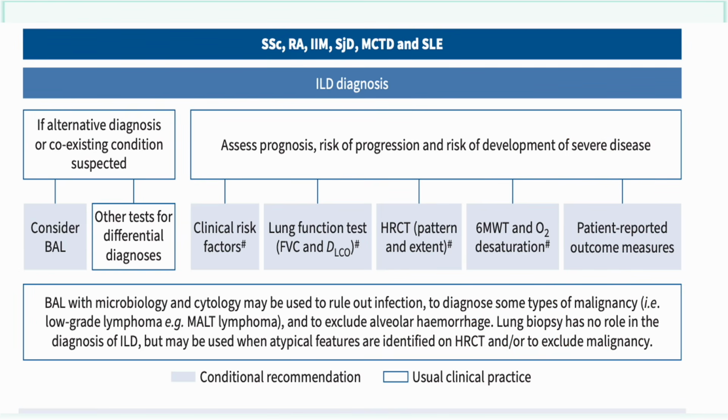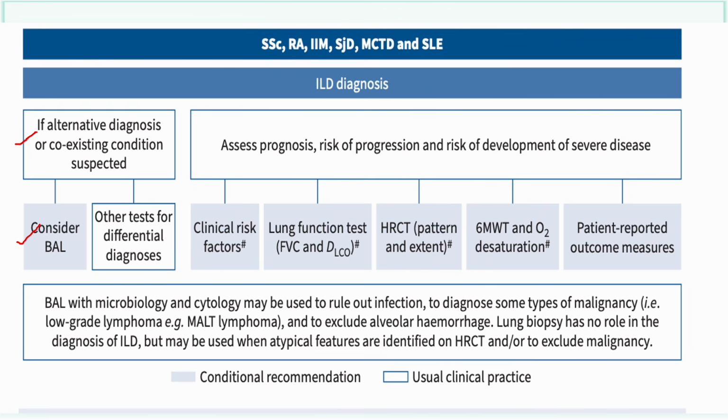So this is the algorithm which gives the workup. For all CTD-ILDs, the big five and SLE, when you're looking at ILD diagnosis, you confirm your diagnosis, and if there are alternative diagnoses or coexisting conditions that you suspect, that's when you can conditionally go ahead and do a lavage, or you can do other tests to find out the differentials.